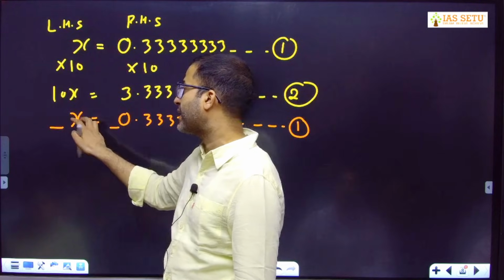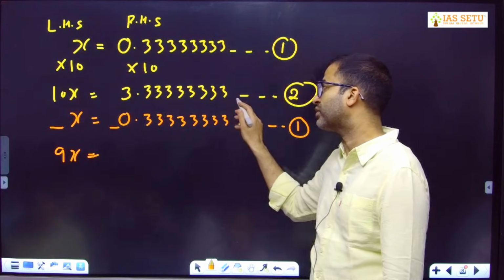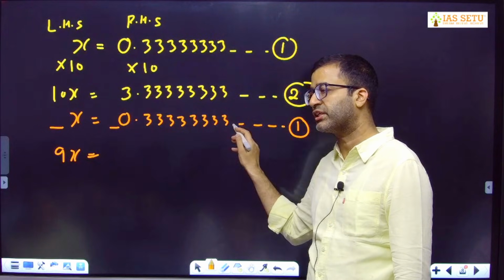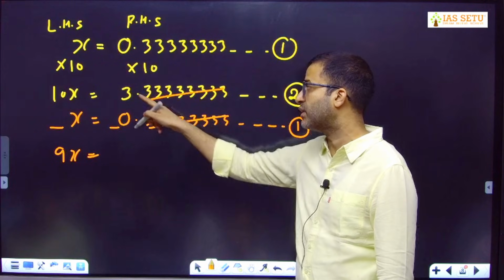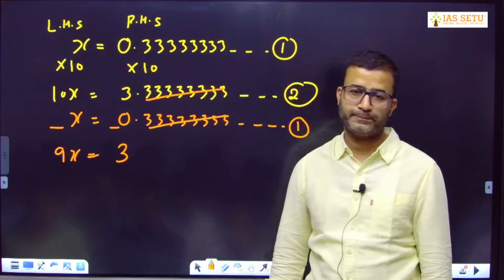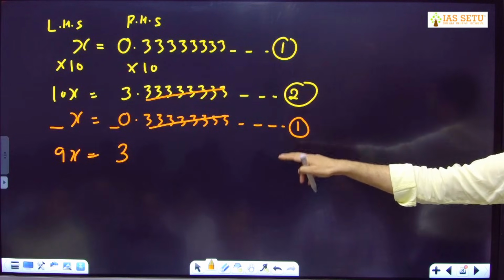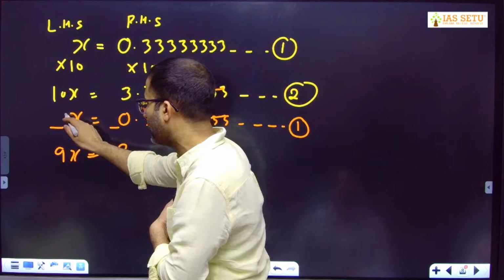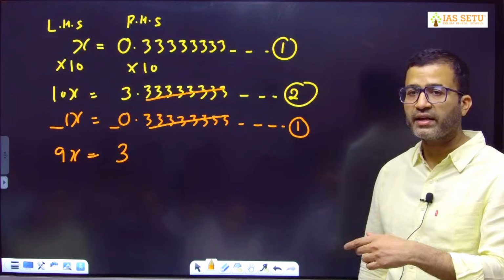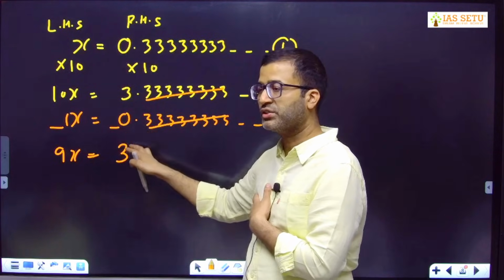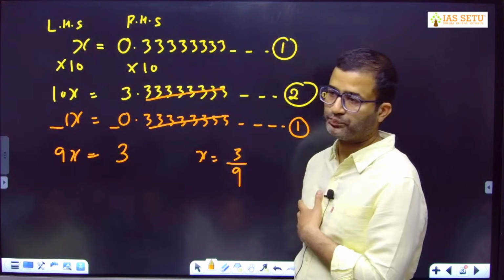On left hand side we get 10x minus x, 9x. Right hand side is 3.3333 minus 0.3333. Can we say the part after decimal is exactly the same? It will cancel out, 3 minus 0, 3. Category 1 students, take time. On left hand side I have done 10x minus 1x. x means 1x; when nothing is written with it, there is a 1. 10x minus 1x is 9x. 3 minus 0, 3. So what is x? x is 3 by 9.